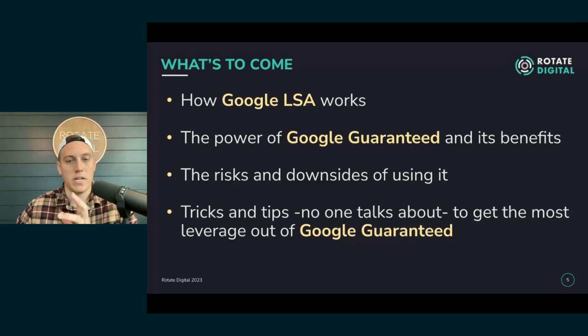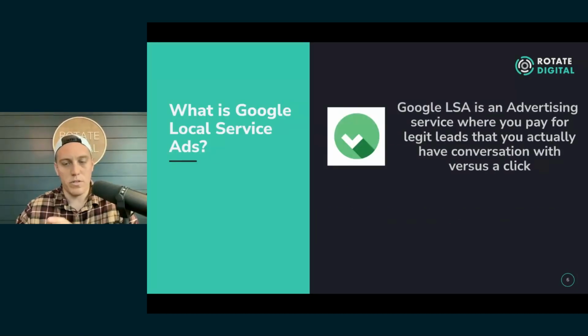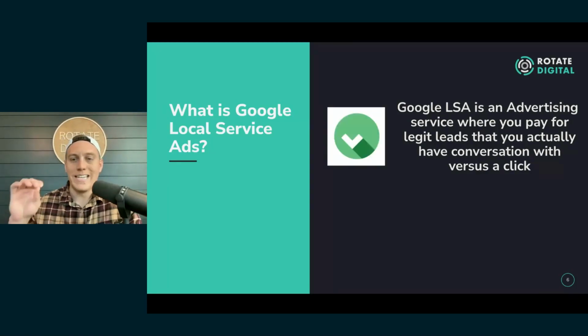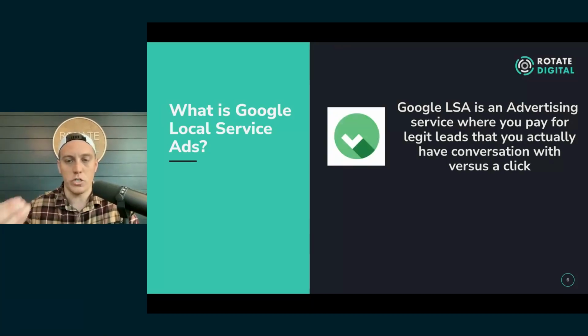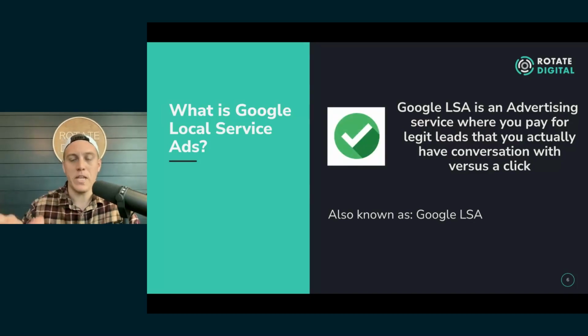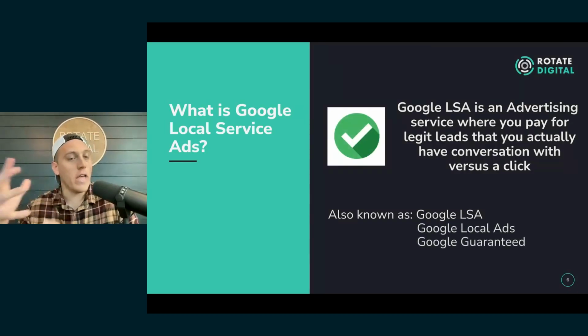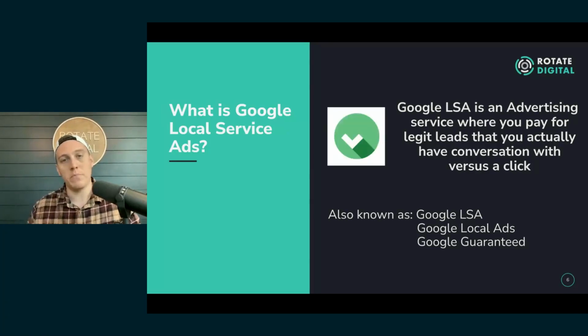You'll notice I have talked about LSA and Google Guaranteed because there are a lot of different names for it. Google Local Services Ads is an advertising service where you pay for legit leads that you're talking to on the phone or over chat, having a conversation with, versus just a click. I will be using these words interchangeably, and you might hear them in the marketplace. Google LSA, Google Local Service Ads, Google Local Ads, Google Guaranteed: those are all different names for this service. They all mean the same thing. When people talk about Google Ads, they're probably not talking about Google Local Service Ads and Google Guaranteed.